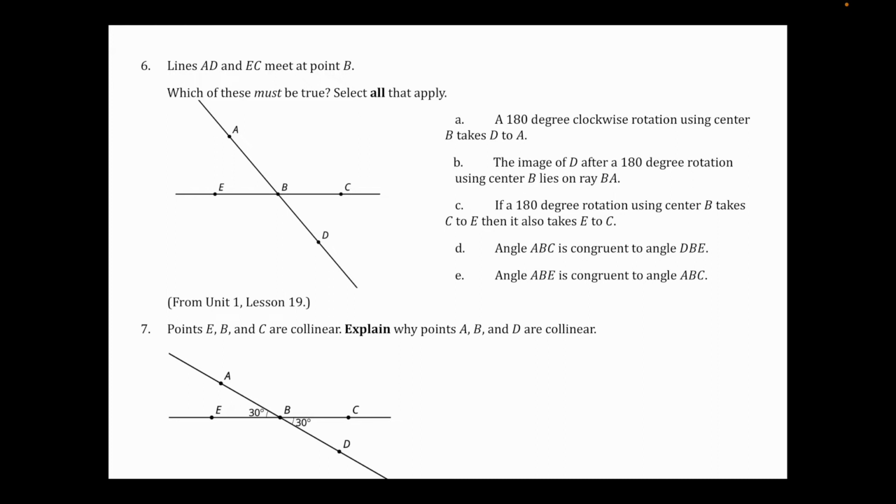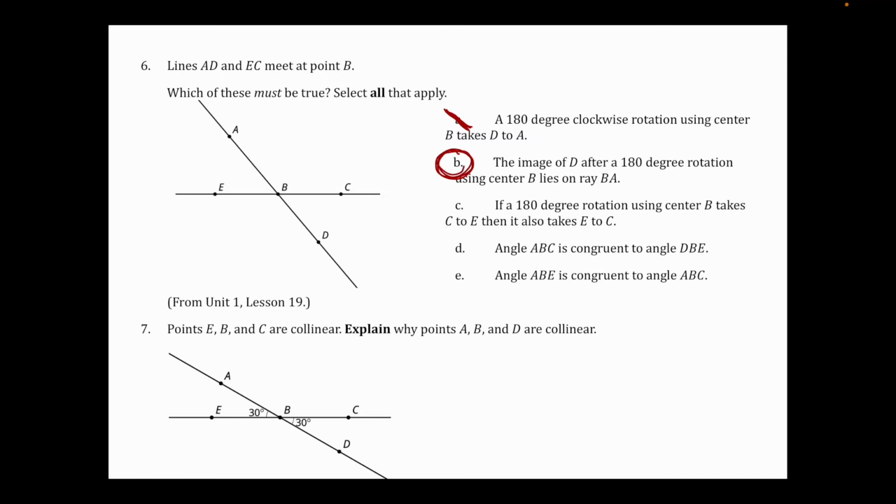Although, oh, actually, I'm sorry. It's not necessarily going to take it to A. I know there's a reason why this is not correct. So it's technically not correct because we can't guarantee that A and D are both an equal distance from B. What we do know is that D is going to end up on this ray, but it looks like it might be closer. Like this looks a little shorter and this looks a little longer. So it's not that one, but it is this one here, right below it.